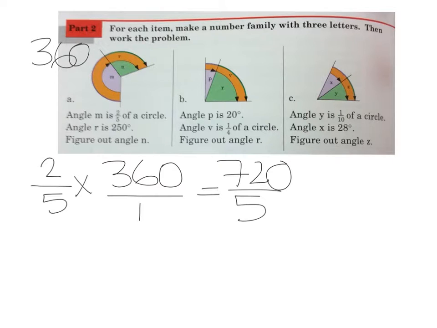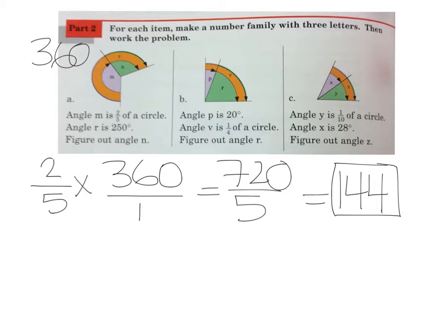So now I've gotten a fraction, but that still hasn't told me the number of degrees to put into my number family. So I have to take this fraction and change it into a whole number. So what I'll do is I'll take my calculator and I'll do 720 divided by 5. And once I put that into the calculator, I now know that 2/5 of a circle is 144 degrees.